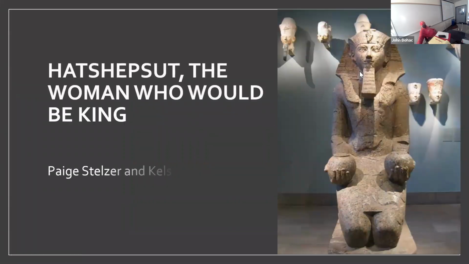Hi, my name is Paige Stelzen. And I'm Kelsey Webb. We decided to do our presentation on Hatshepsut, also known as the woman who would be king. She was the first great female monarch whose name has been recorded according to the textbook. This is influential history because it is one of the first steps to make female and male equal to each other.